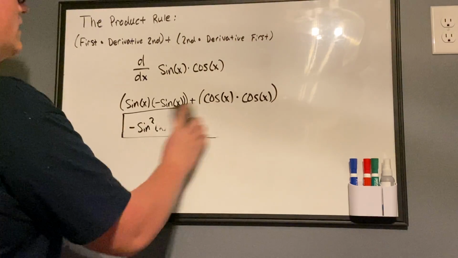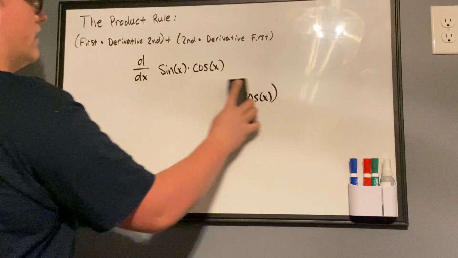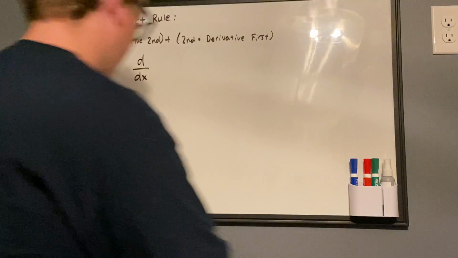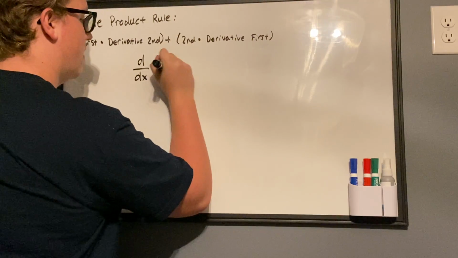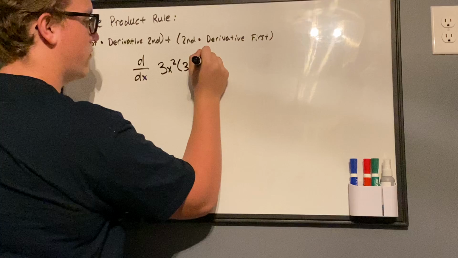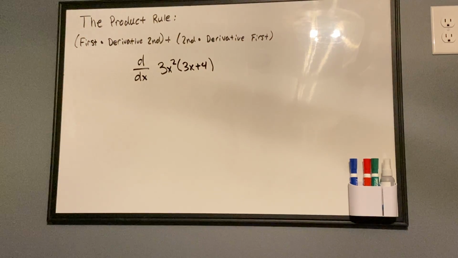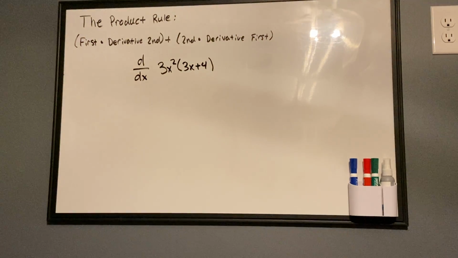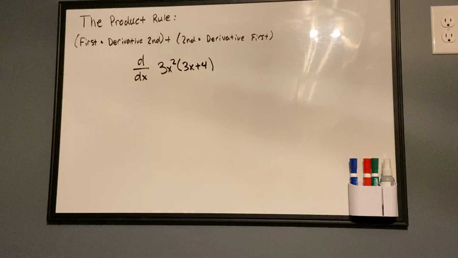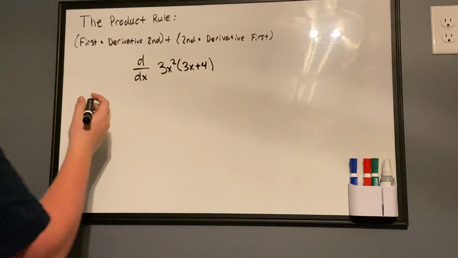So I'm going to do one more example. This one is going to be a little bit different. Let's say that we want to find the derivative of 3x squared times 3x plus 4. So, well, we have a product here. We have one function times another function, so we can use the product rule.